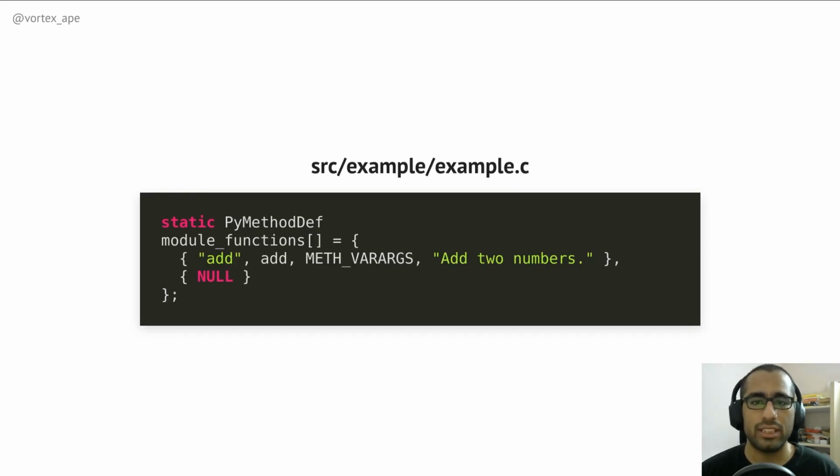After creating our add function, we need to create an array of PyMethodDef structures, which will define the list of functions that our module exports. In that list, we specify the name that our Python callable should have, the C function, a flag that says that our C function should be called with self and args, and finally a function docstring.